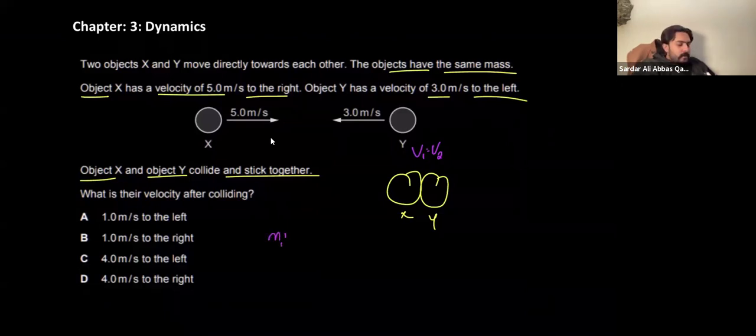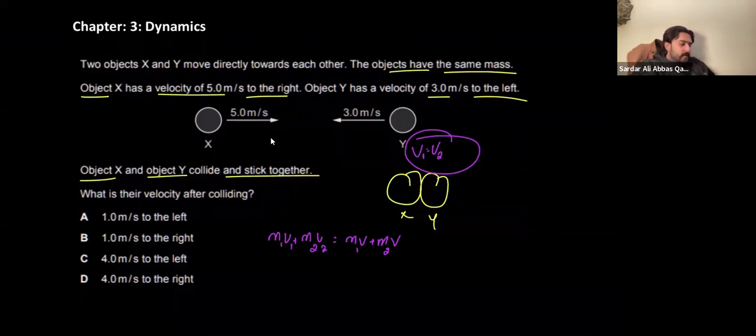So m1 u1 plus m2 u2 is equal to m1 v plus m2 v. Do you understand why I'm just using v and I'm not using v1 or v2? Do you get that part? Because both of them have the same velocity, so I do not need to write v1 or v2. Is that part clear, everyone?